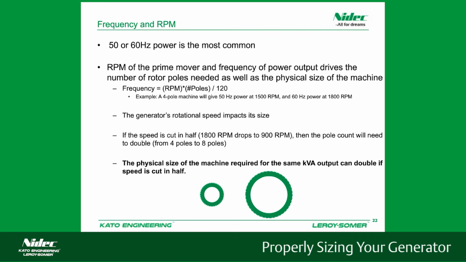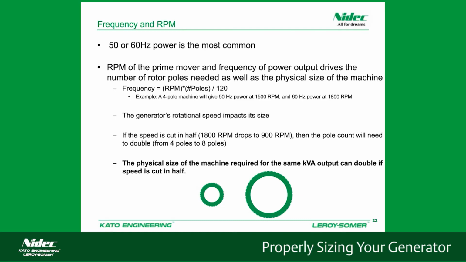rotor poles that we need. This also affects the physical size of the machine. The formula for that is the frequency equals the RPMs times the number of poles divided by 120. It's often asked where that 120 comes from. It's because frequency is in cycles per second.